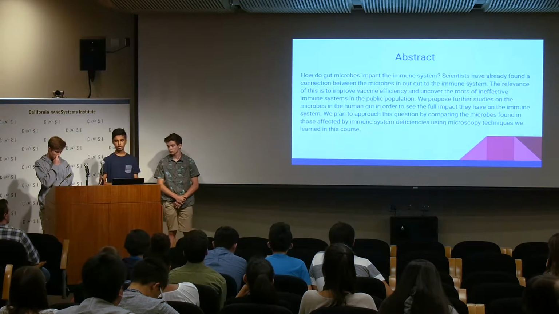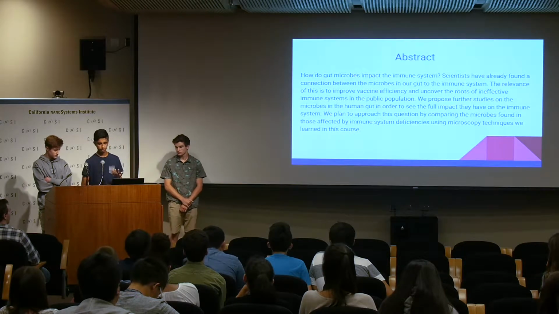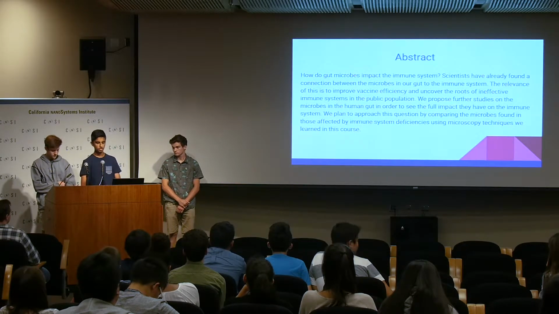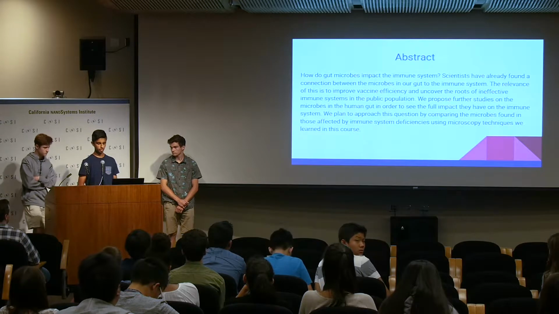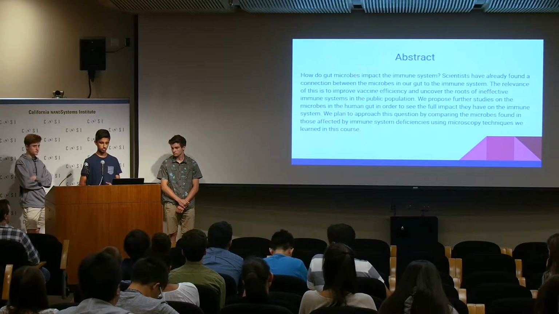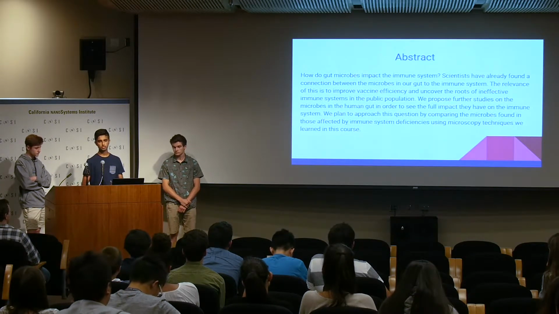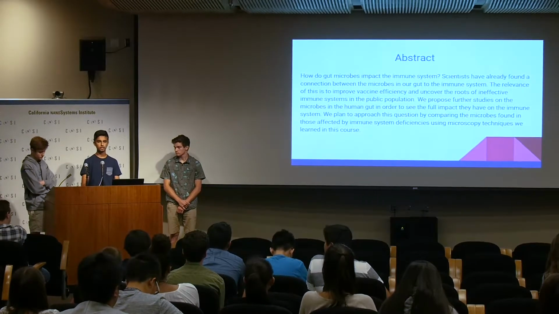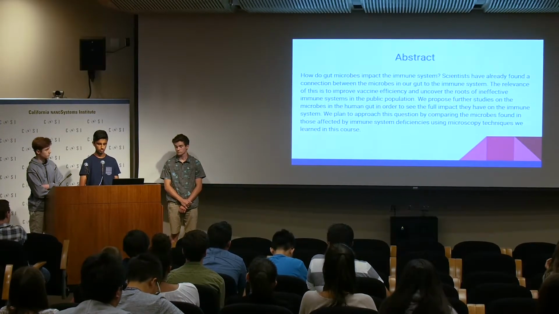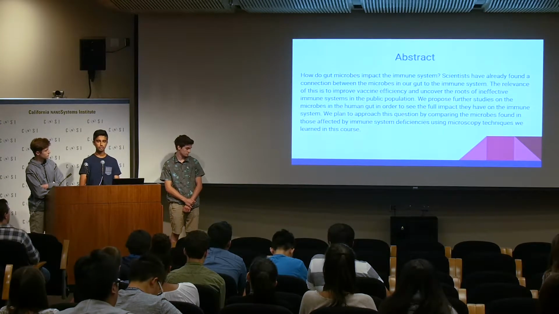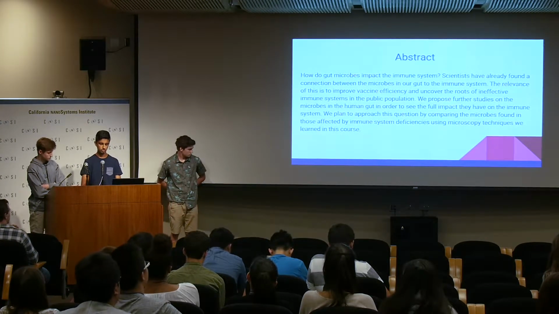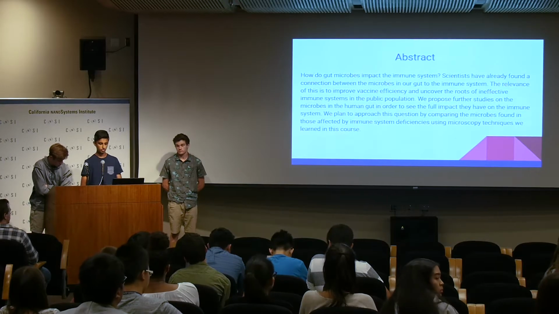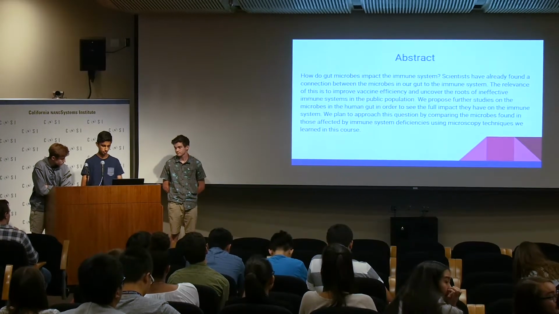All right, so our question is how do gut microbes impact the immune system? Scientists have found a link between microbes in our gut and the immune system. The importance of this is to improve vaccine efficiency and discover the cause of ineffective immune systems in our population. Our proposal is to further studies on the microbes in the human gut in order to see the full effect they have on the immune system.